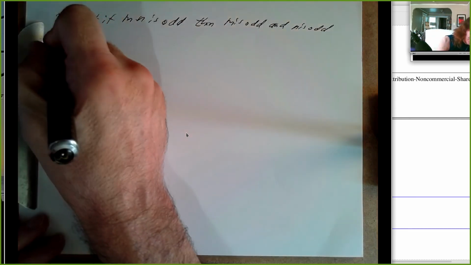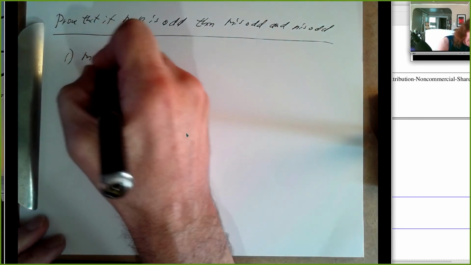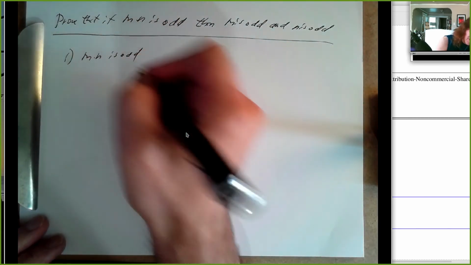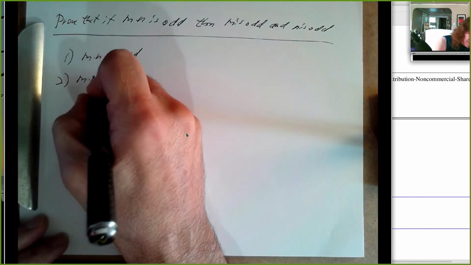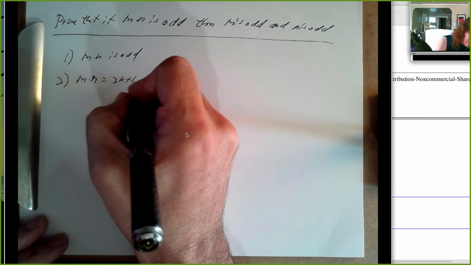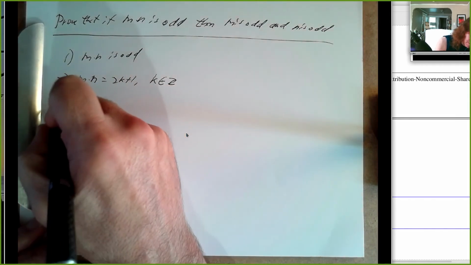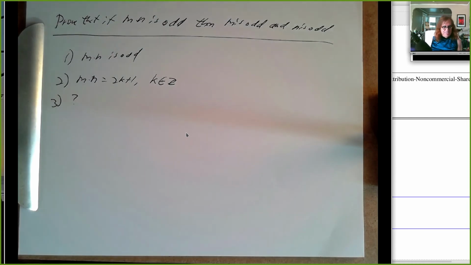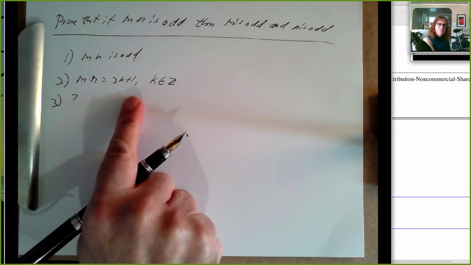And a direct proof is a little elusive. So we would start off with m times n is odd. M times n equals 2k plus 1, where k is an integer. And then where do we go from there? How do we say something about m just from knowing that m times n is twice an integer plus 1?